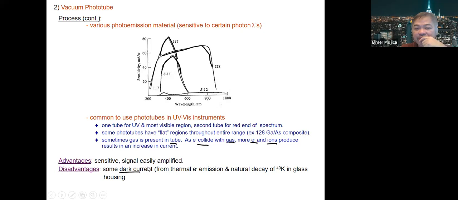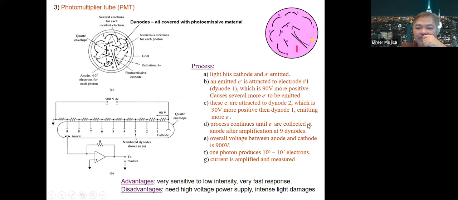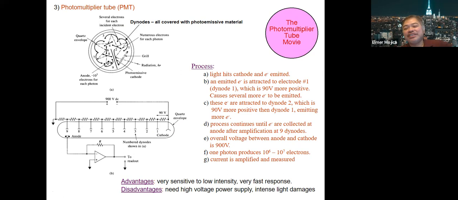Now, the one that is commonly found, I don't know if you could see the movie here, is the photomultiplier tube. This is what we call the PMT. This is memorable for me because I tried one of the PMTs with the laser. It was my first time using it, and the one teaching me didn't tell me that I have to close the slit. So the slit was open, the laser was turned on, and it went straight to the detector. It got ruined.